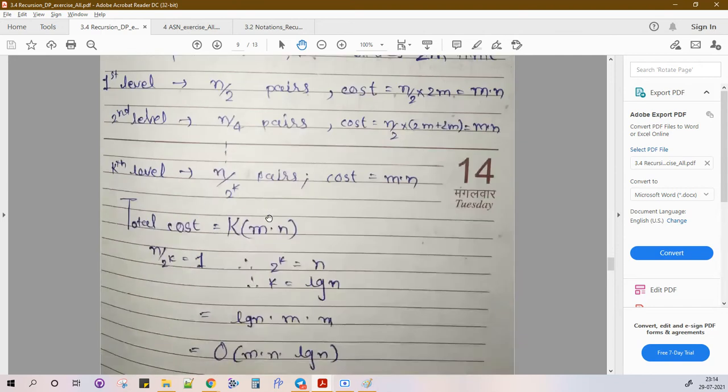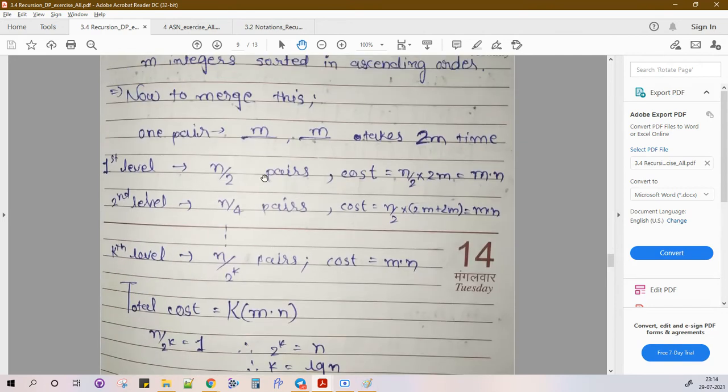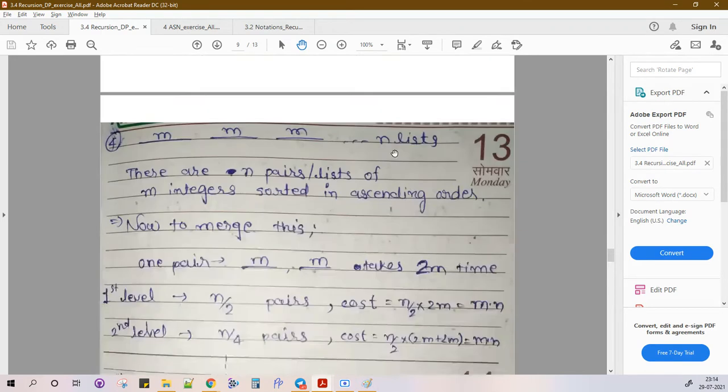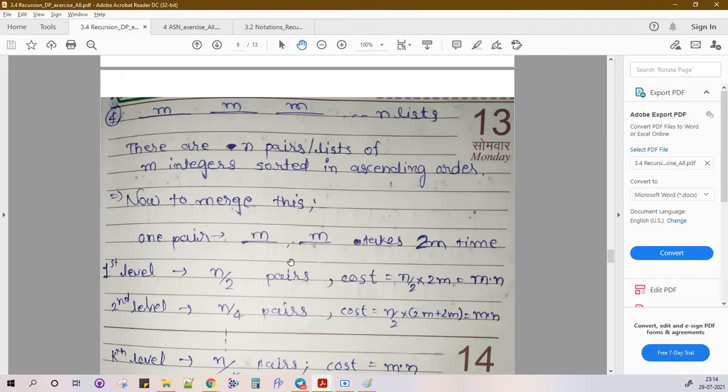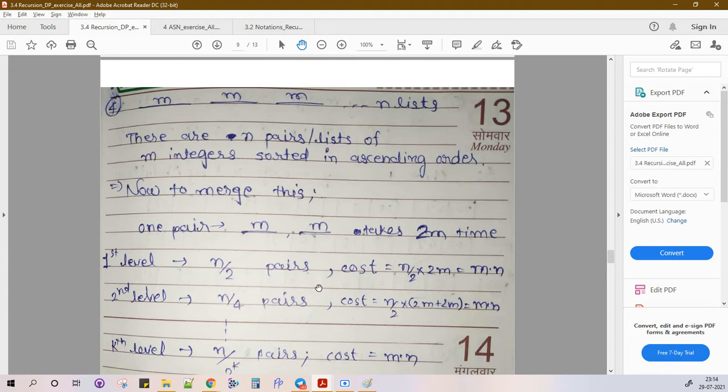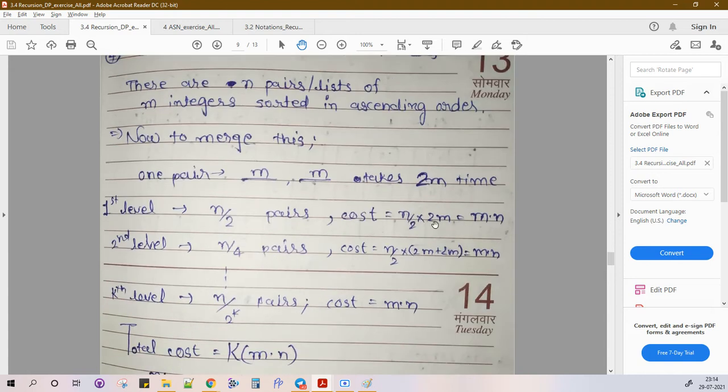Let's solve the problem now. At the first level, how many pairs will I have? The total count is n lists, so if I make pairs of 2, I will have n by 2 pairs. And what would be the cost? N by 2 multiplied by 2m, which is nothing but m times n, because the cost of solving one pair is 2m.